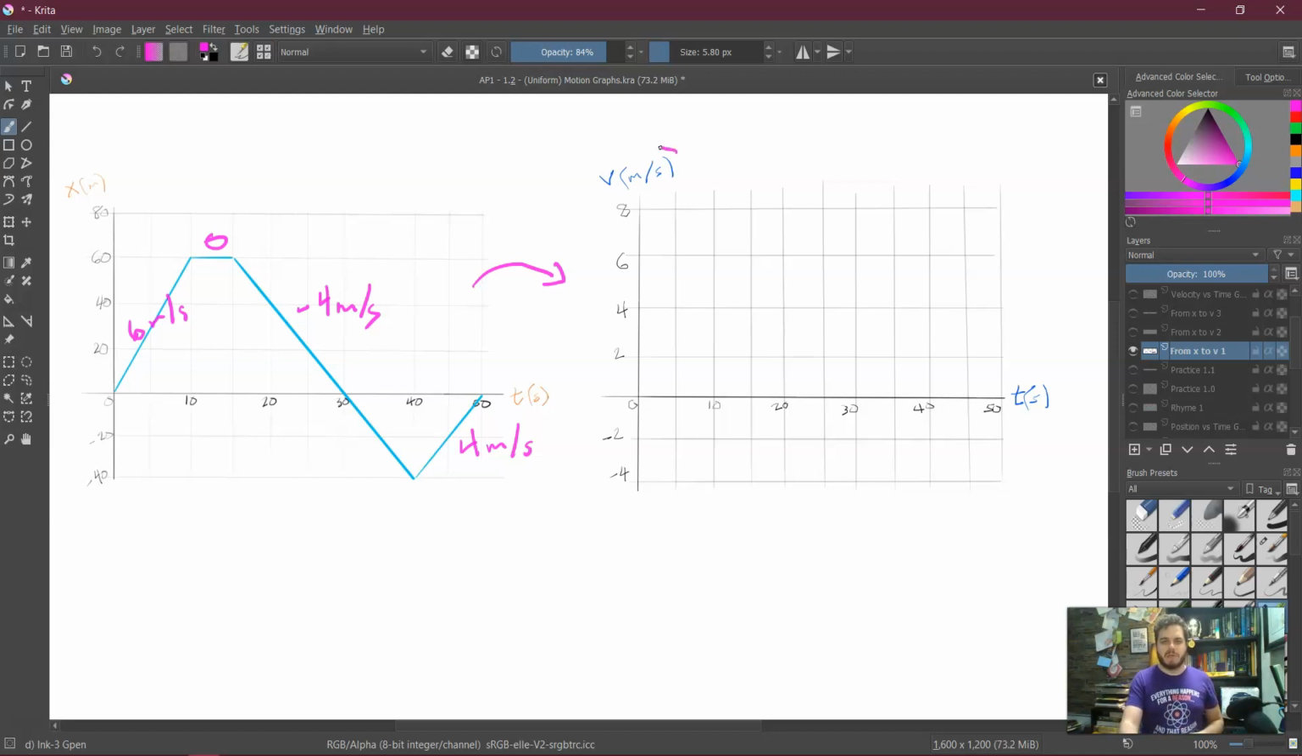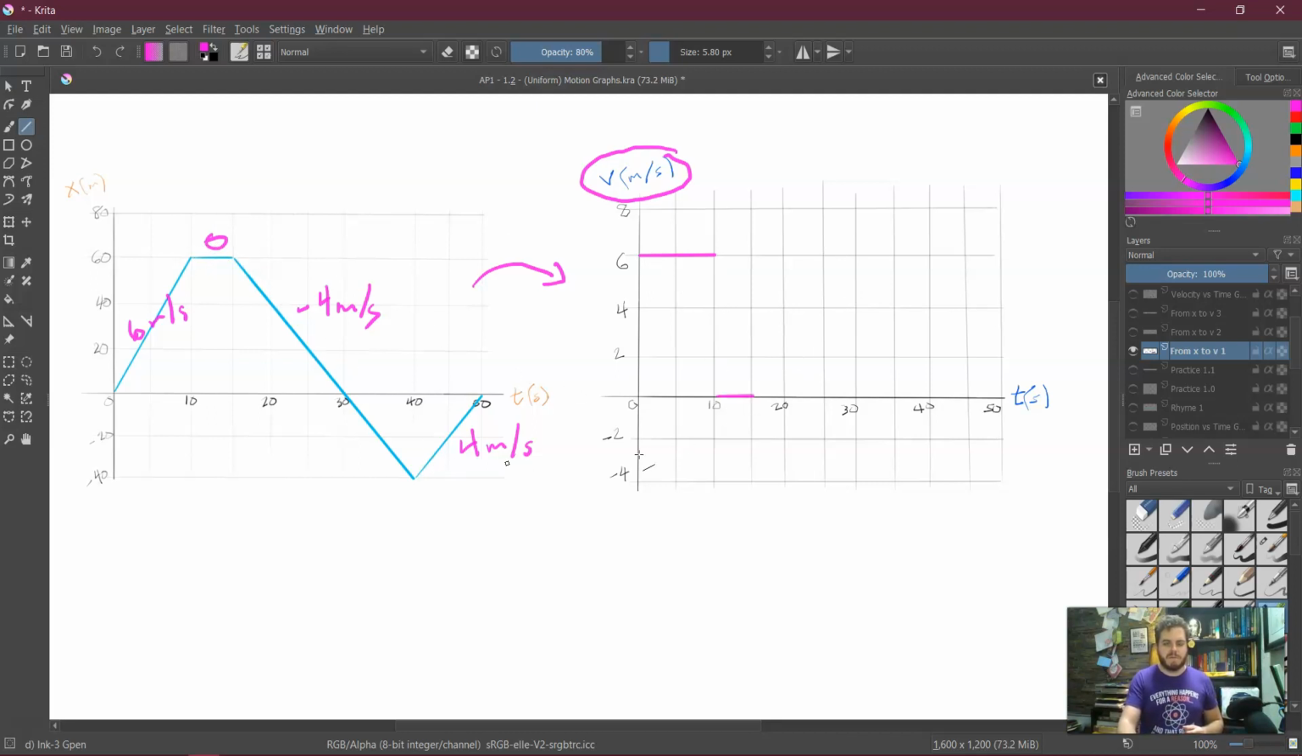So you need to make sure you pay attention to what is on this axis. That's probably the number one mistake I see people make, is they get these mixed up because they don't read the axes. Before you do anything, pause, read the axes. Okay, so from 0 to 10 seconds, it's moving at 6 meters per second at a constant rate. So from 0 to 10 seconds, we want to be at 6 meters per second. So we're just going to draw this here. There we go. From 10 to 15, we're at 0.